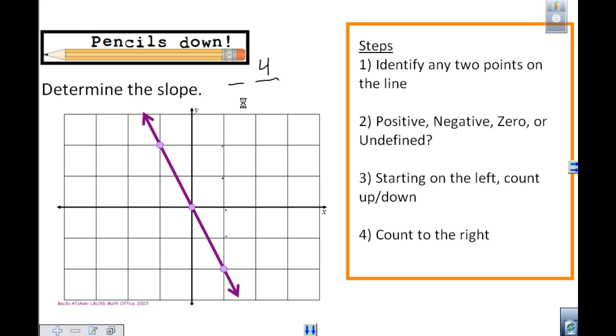The run, 1, 2, equals negative 2. Which means it's negative 2 over 1, which means we can also go up 2 over 1, up 2 over 1. Just do it twice.